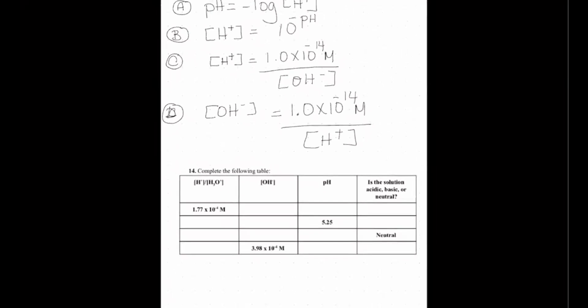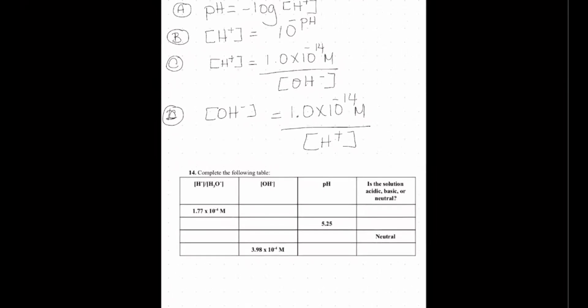Okay, so when we look at this table, in the first amount we have 1.77 times 10 to the negative 4. So that value, we can now do the trick that I showed you, because again the coefficient is 1.77, not 1.00. So if we are given H plus, which equation do we utilize to calculate the concentration of OH, which is the next column in my table? A, B, C, or D?